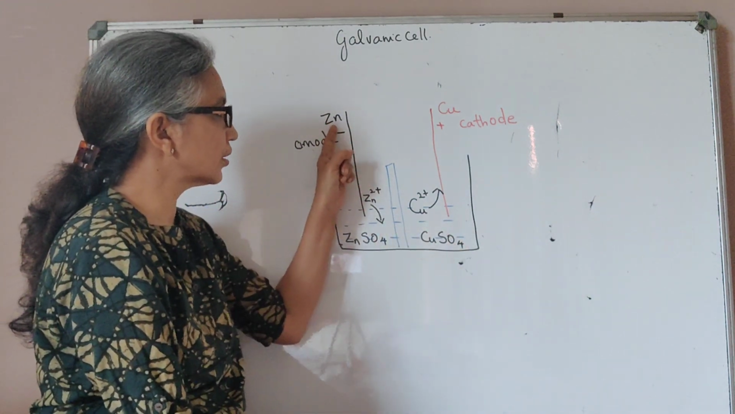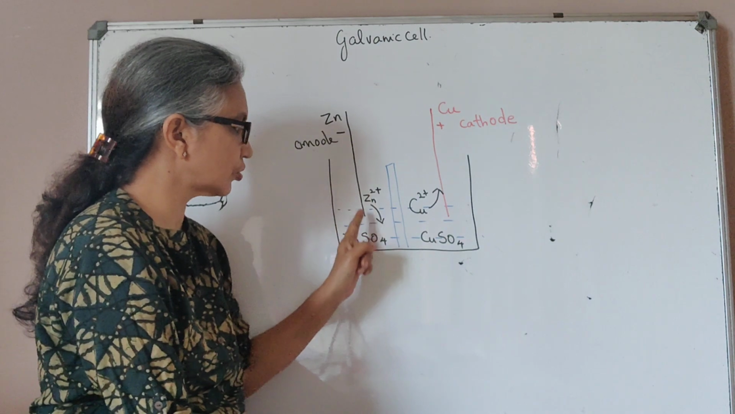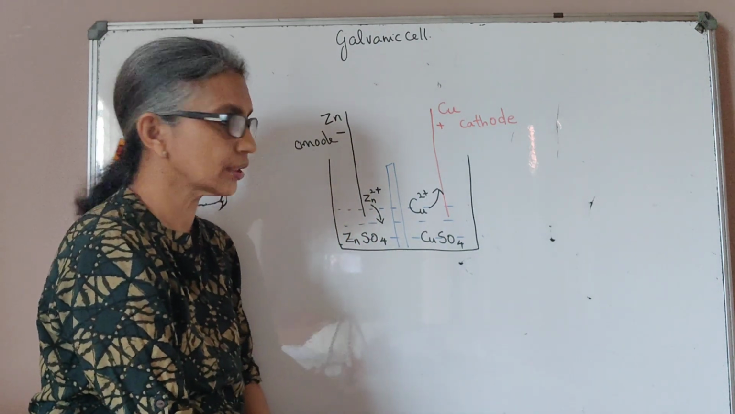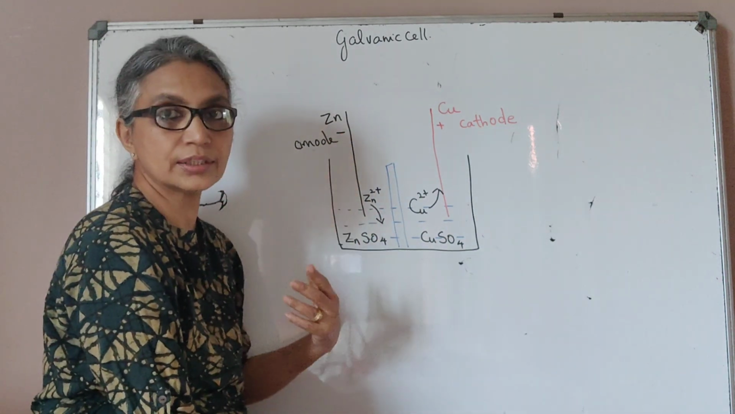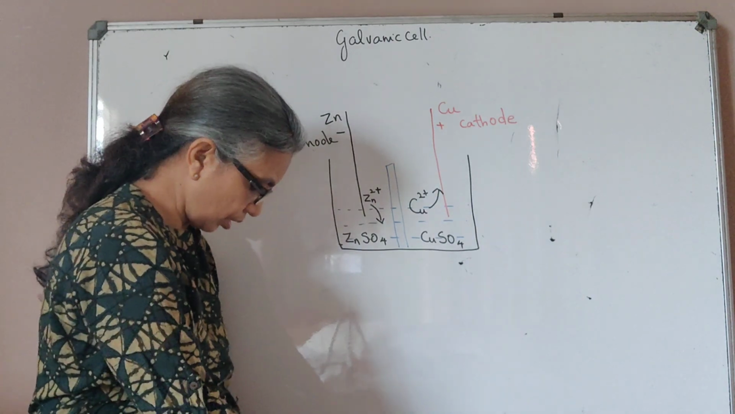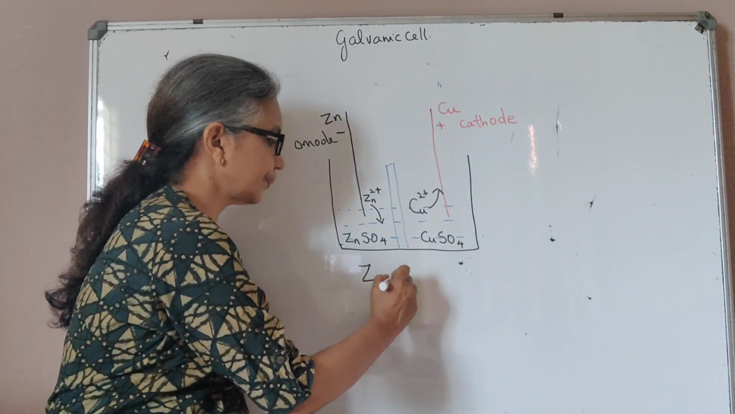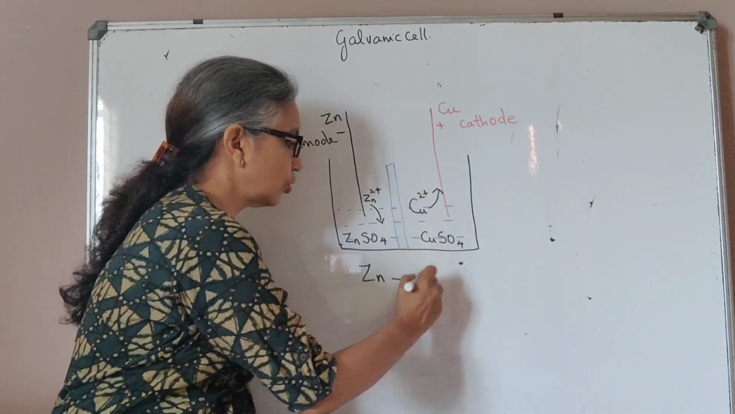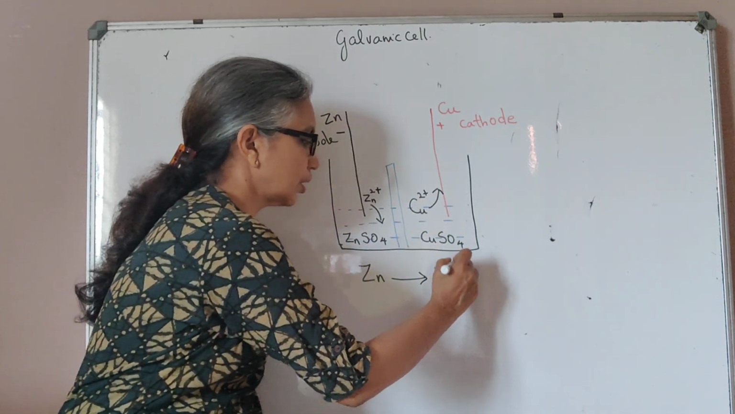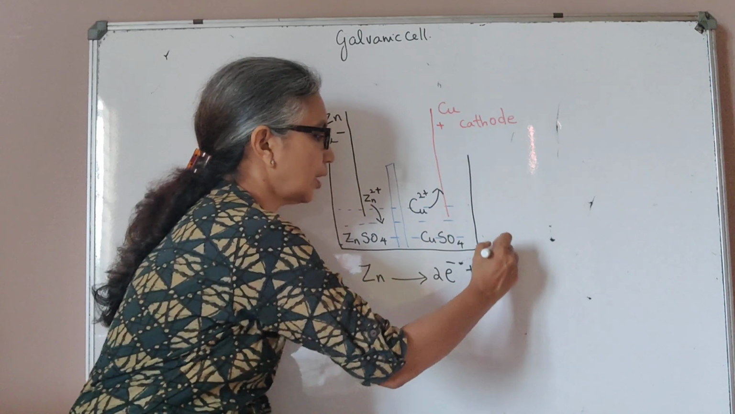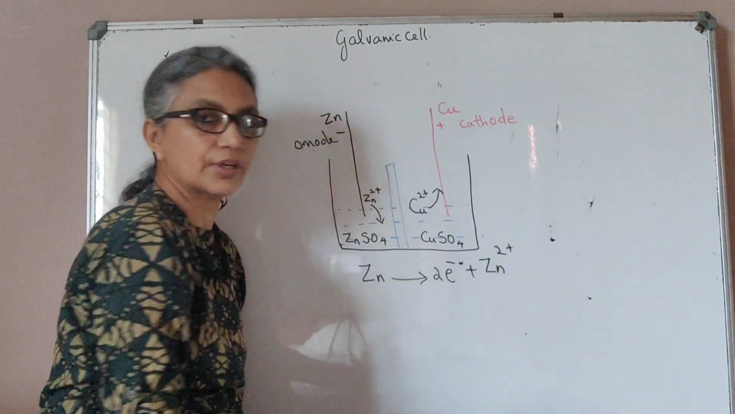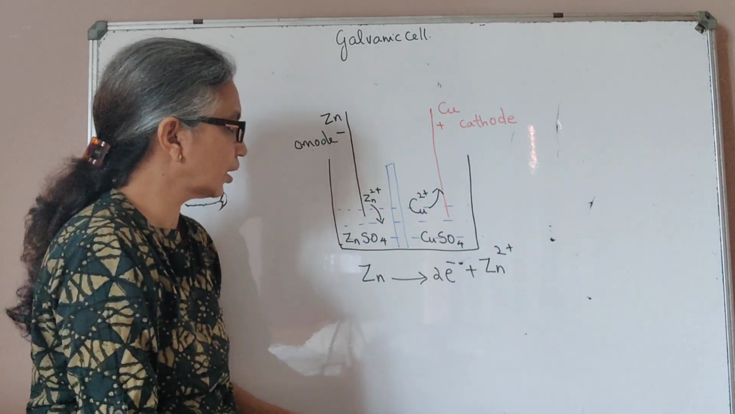Now, as soon as this zinc rod, this electrode, is dipped into the electrolyte, the zinc has a tendency to lose electrons. So, we have a zinc atom on the electrode losing two electrons to become a zinc ion, the cation. The positive ion is called the cation.